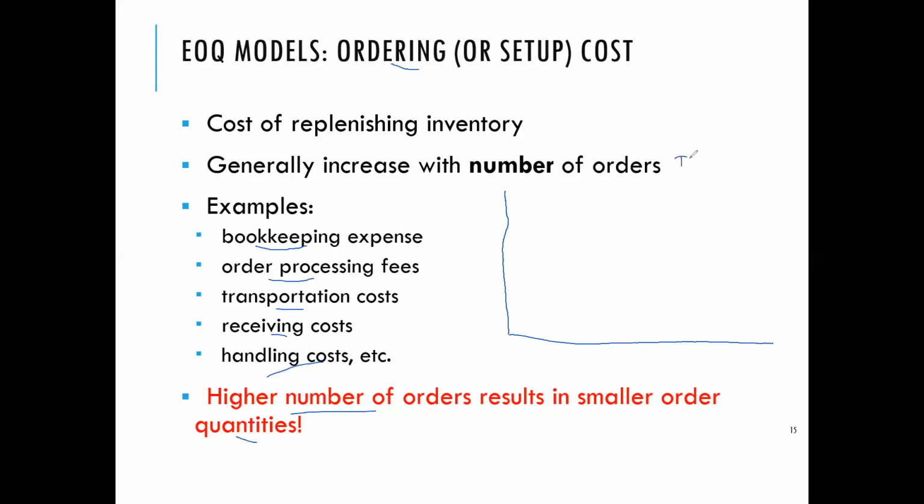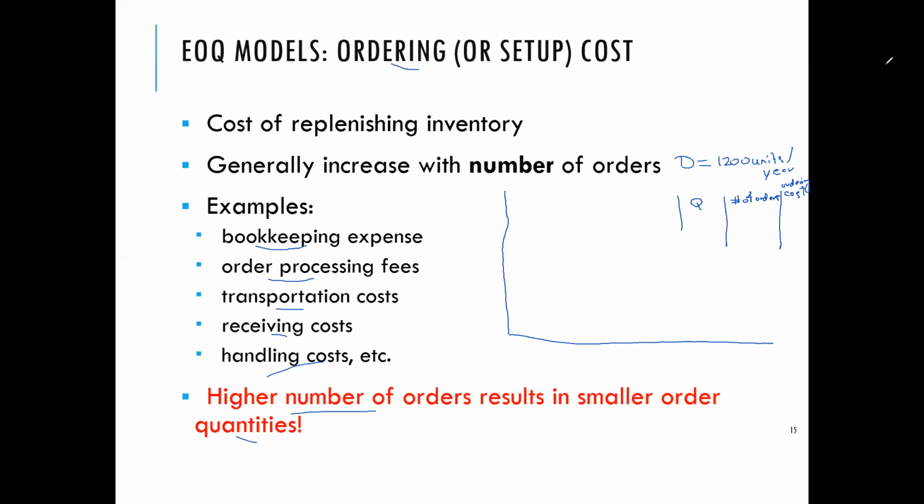Let's say the yearly demand for a product is 1,200 units per year, right? So basically the demand is 1,200 units per year. Now, I'm going to draw a small chart over here, a table. So Q is my order quantity. And over here, I'll write number of orders. And I will also write the total ordering cost.